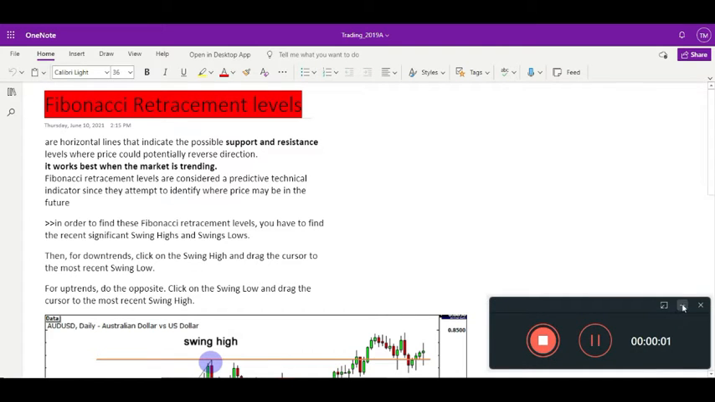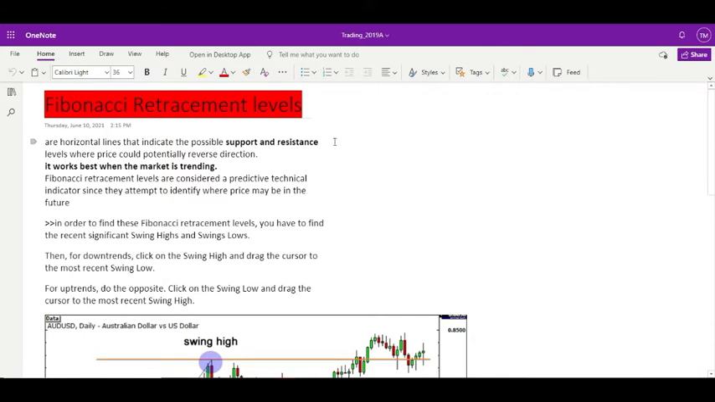Welcome to our next slide. We are explaining our last indicator, which is the Fibonacci retracement indicator, right? So the question that you may ask is, what is this indicator? What does it do? The main thing that you need to know from this indicator is so easy.